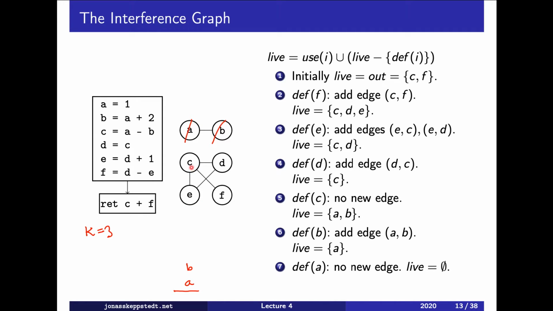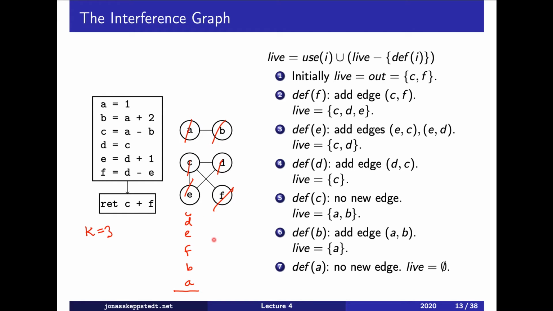And C, it has 1, 2, 3 neighbors, so we cannot select C now, but we can select, for instance, F. Okay, so we remove it, and now all of these have 2 neighbors. So we can do them in any order. E, D, and C, for instance.